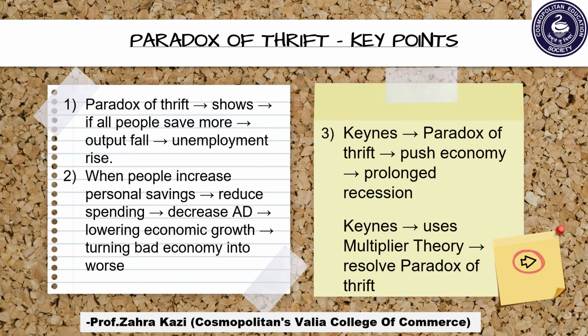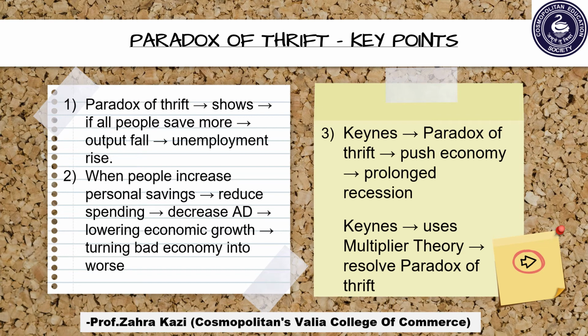The second important point is that when people increase their personal savings, this will result in a fall in consumption. So they will not spend their money. If they do not spend their money, then it will result in a further fall in aggregate demand. If the demand falls, then economic growth also falls, thus turning a bad economy into a worse one.